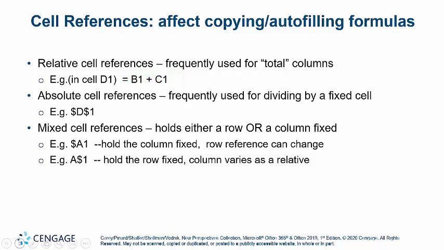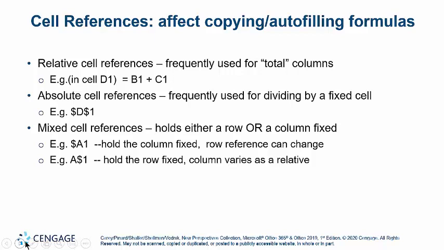Then we could drag that down the column and all the subsequent rows would update correctly relative to their row. Absolute cell references remain fixed even when the formula or function is copied to a new location. Absolute references include the $ before both the column and the row designation. For example, if you were computing an average or a percentage of a total, you would use a fixed cell or an absolute cell reference as the divisor.